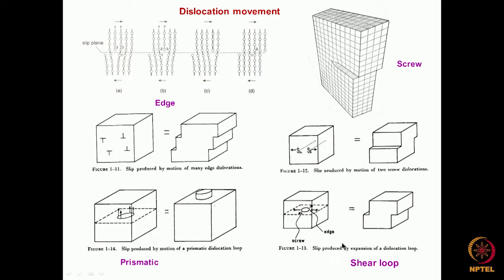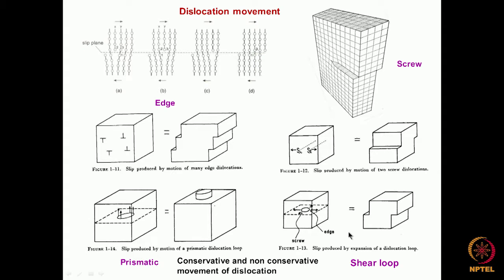This I will give as an assignment. When you try to solve it, you will understand clearly what sort of steps are created on the sample surface when the shear loop comes out of the sample surface.